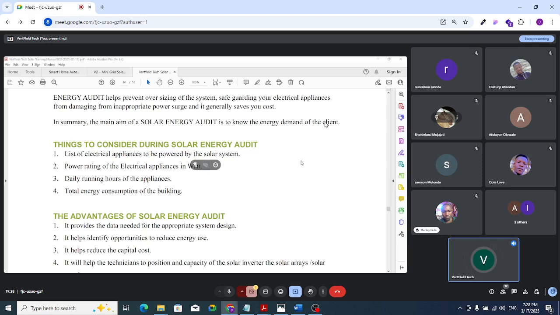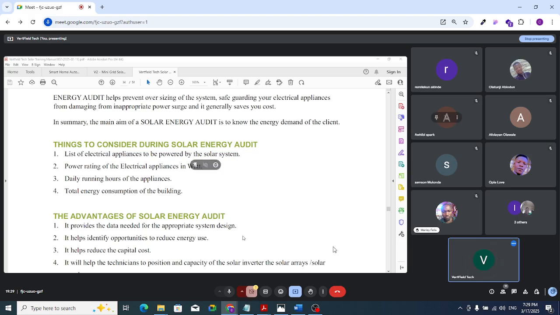Thank you. So, these are the four parameters which would help you to carry out a proper solar energy audit. As we progress, you will get to see how these four parameters play a vital role. You will get to witness everything concerning these four parameters. I hope I am communicating.